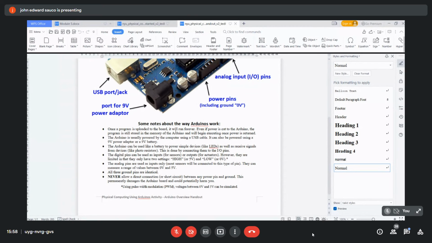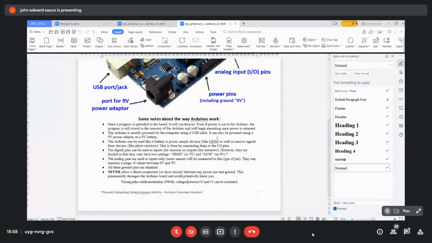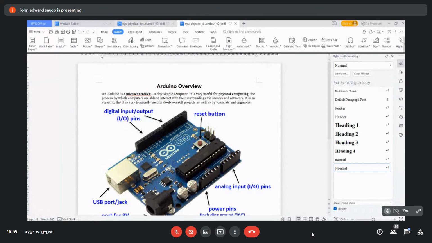All 3 ground pins are identical. May makikita kayo dyan ground pins. Ayan, GND. So, lahat dyan is same lang. Never allow a direct connection or short circuit between any power pin and ground. This will permanently damage the Arduino board and could potentially harm it. Okay? Yung ating overview sa ating Arduino.